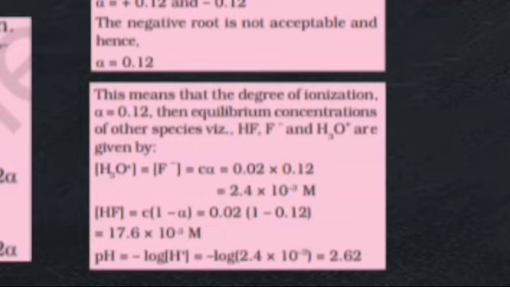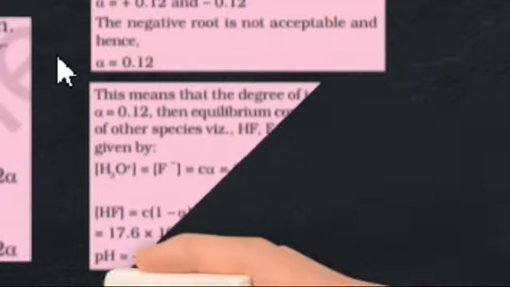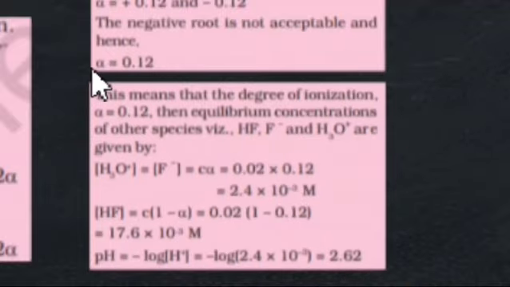Then the equilibrium concentrations of the other species, HF, F- and H3O+, are to be found. The concentration of H3O+ is equal to that of F-, which is equal to C times alpha. C is the concentration, 0.02, and alpha is the degree of dissociation, 0.12. So the final answer will be 2.4 × 10^-3 molar. And for HF, the concentration would be C times (1 minus alpha), that is 0.02 times (1 minus 0.12). Solving, we get 17.6 × 10^-3 molar.